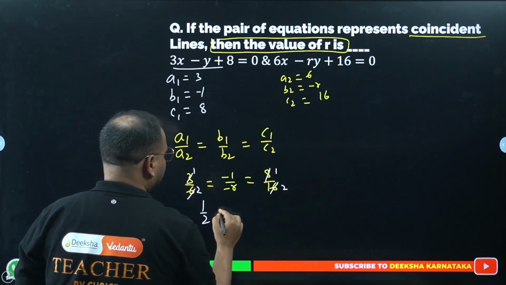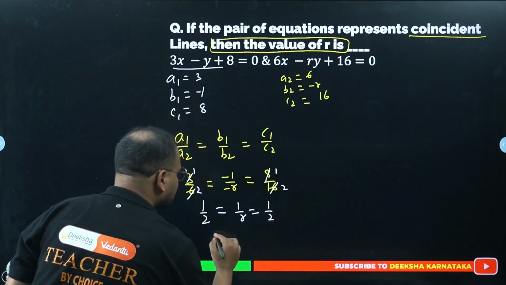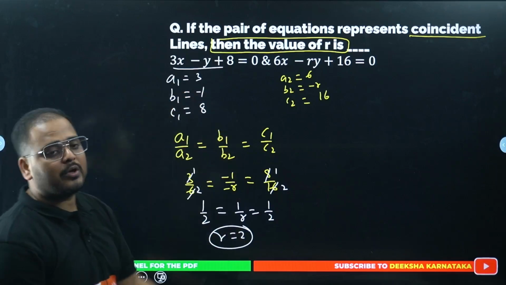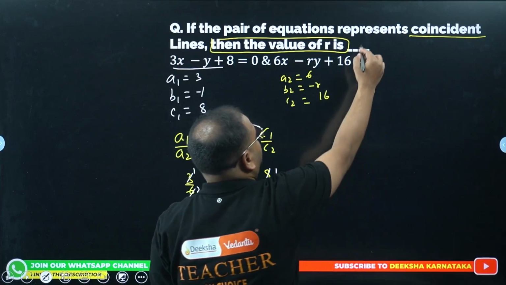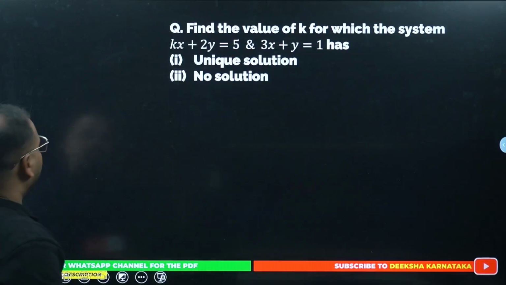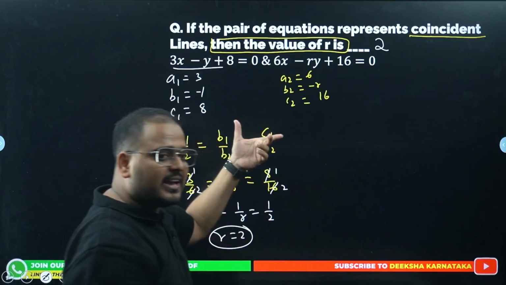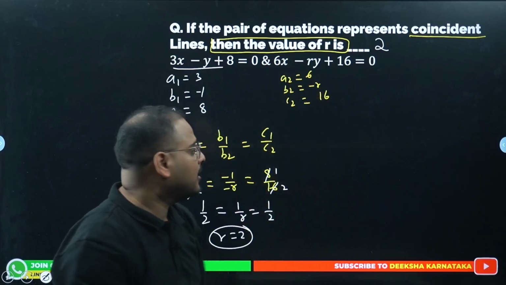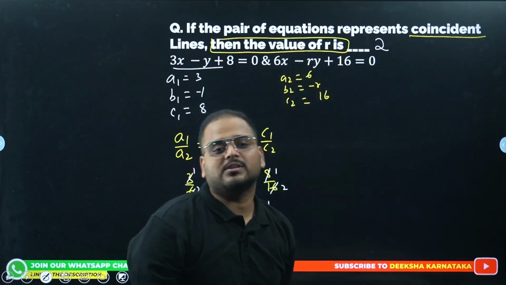What do I have? 1 by 2 equals 1 by r equals 1 by 2. It means r is equal to 2. So for the value r equal to 2, the given two equations will be coincident. What is r? R is 2. I hope it's clear, right? I can move on to the next slide. What they gave? They gave two equations. In that, one of the coefficients was a variable r. They asked to find the value of r given that the condition is coincident.